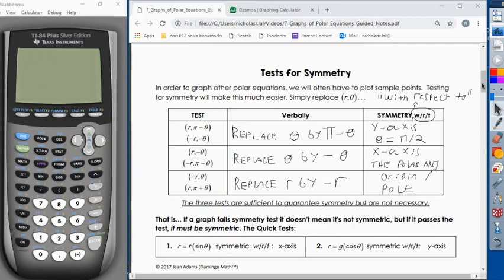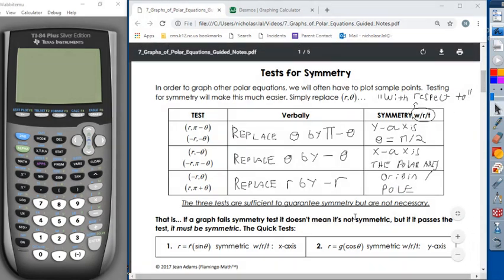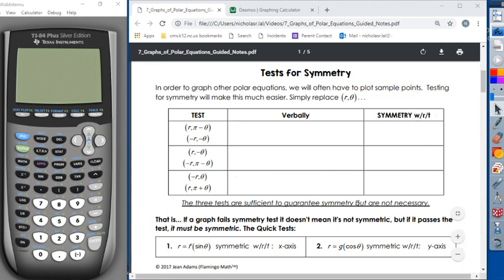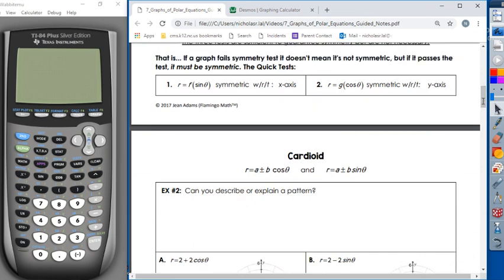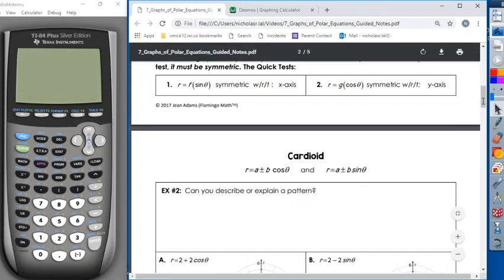So let's put these definitions into use. These three tests are sufficient to guarantee symmetry, but they're not necessary. So if a graph fails the symmetry test, it doesn't mean it's not symmetric. But if it passes the test, it must be symmetric. Here are our quick tests. r equals sine of theta is going to be symmetric with respect to the y-axis. r equals cosine of theta is going to be symmetric with respect to the x-axis. And so those are our two quick tests.